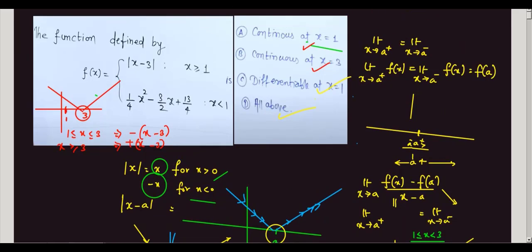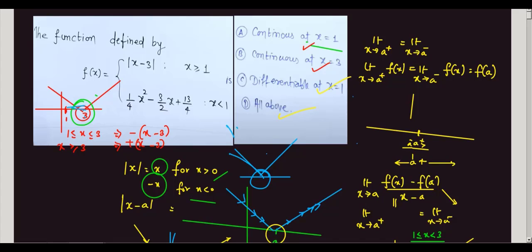So you see, it is not differentiable at x equal to 3. That means the mod x function. So wherever the mod x function comes, the mod function is not differentiable. The mod function is a continuous function, but the mod function is not a differentiable function.